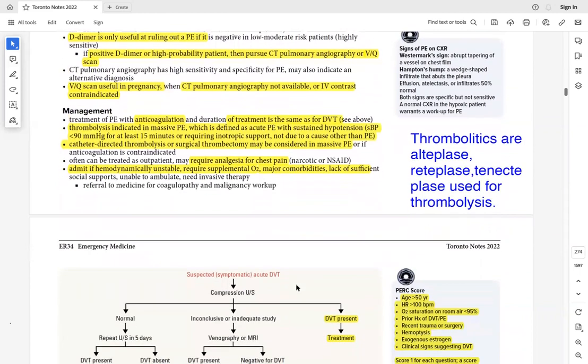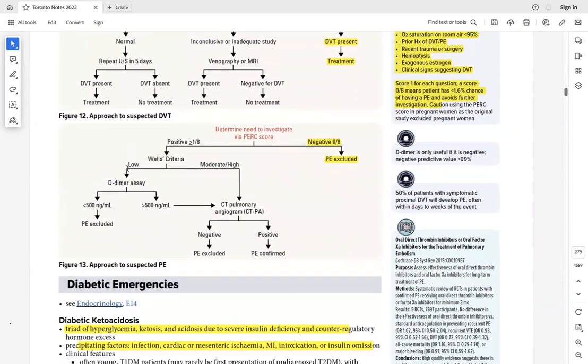Pulmonary embolism, same. Anticoagulants, history of maybe a DVT or any other history. If pregnant, do a ventilation perfusion scan and start the patient on DOAC.